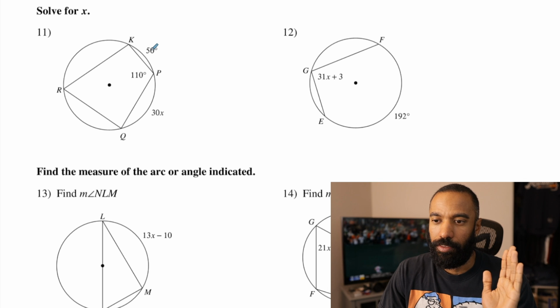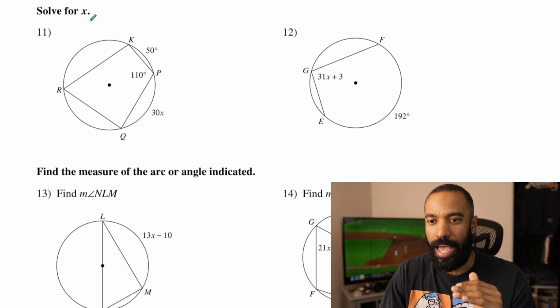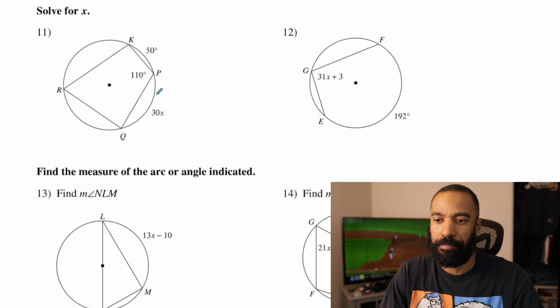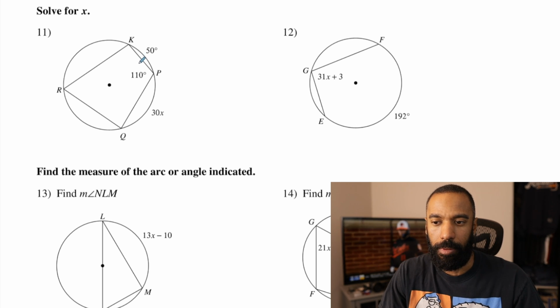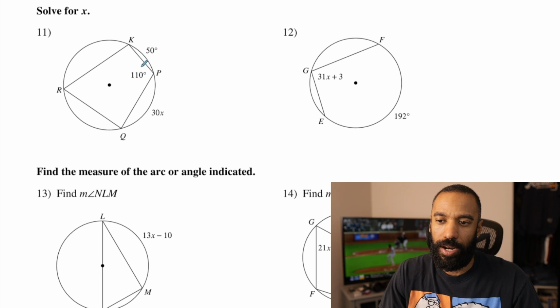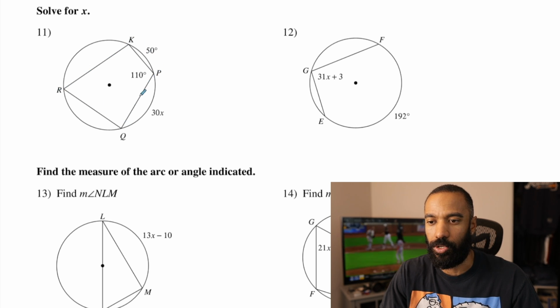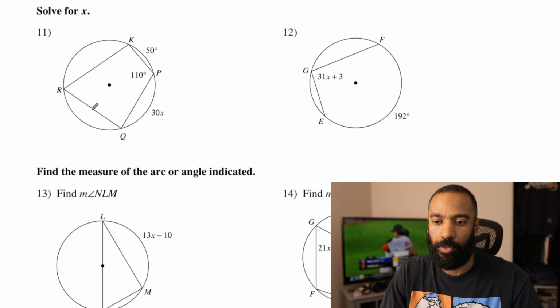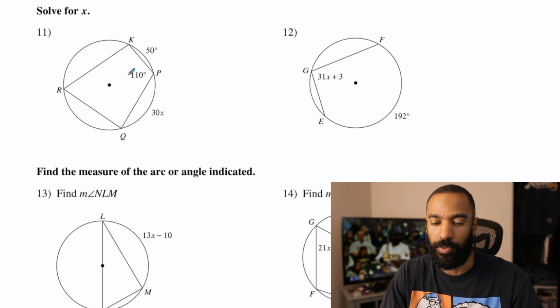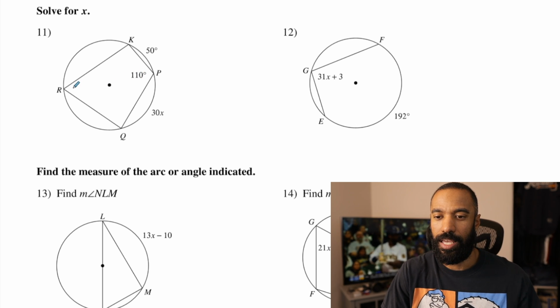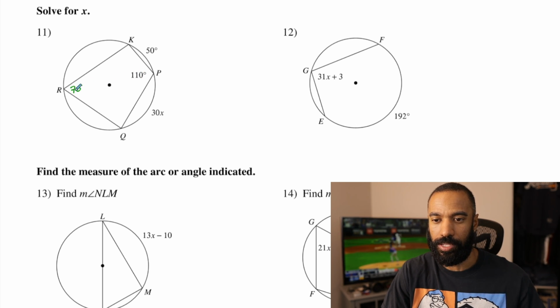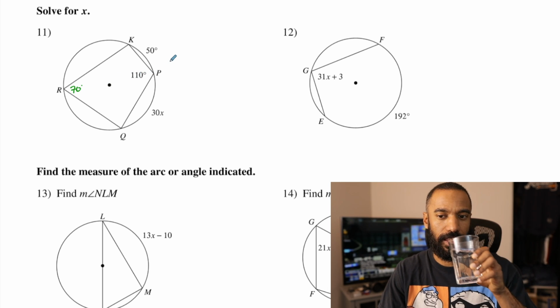We have 50, we have 30x. We have to solve for x this time. And so maybe just write a bigger equation out of what we have. And we have this 110-degree angle measure inside of an inscribed quadrilateral. Now, I just brought this up previously. A quadrilateral inscribed inside of a circle has opposite angles supplementary. If this is 110 degrees, this one here is 70 degrees. These two would have to add to 180.